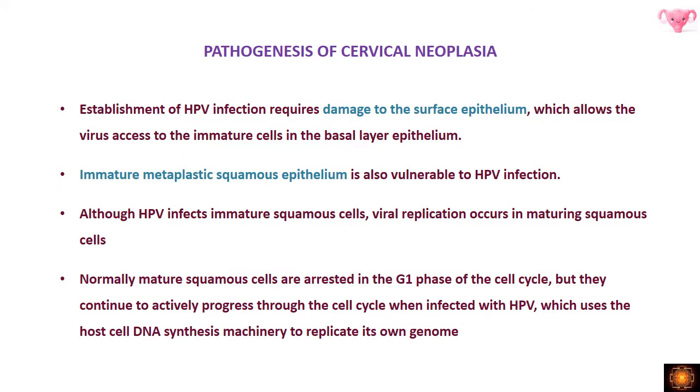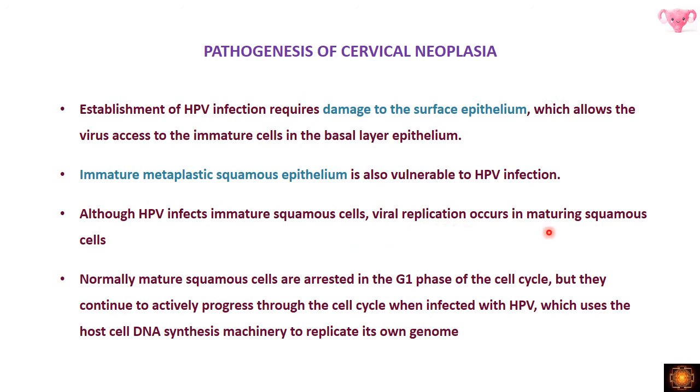Now, one thing we have to remember is that the human papilloma virus does not infect the superficial squamous epithelium. It infects only the immature metaplastic squamous epithelium, or there should be some break in the surface epithelium. There should be damage to the surface epithelium so that it has access to the immature basal cells which will be proliferating. So either it can infect the basal epithelium or the immature metaplastic squamous epithelium, but it cannot infect the normal, completely matured superficial squamous epithelium. And though it infects the basal cells, replication occurs in the maturing squamous cells.